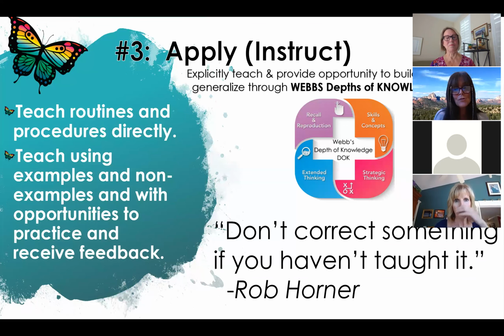And I always use Webb's depth of knowledge to help me see how to teach those social skills. So kids can recall really easily. Well, entering the classroom, it's about looking at being quiet, and we're respectful that way. But then we want to make sure that we have examples and non-examples so they can compare and contrast, right? So we look at skills and concepts. And then strategic thinking really goes back to having kids apply it differently.